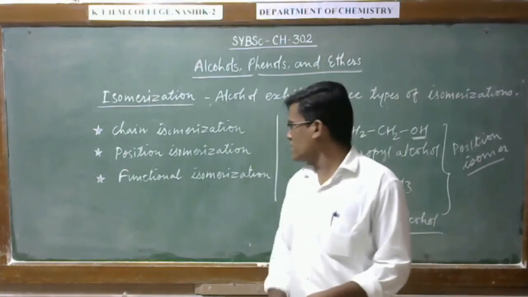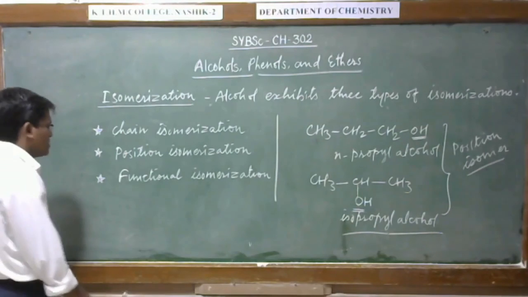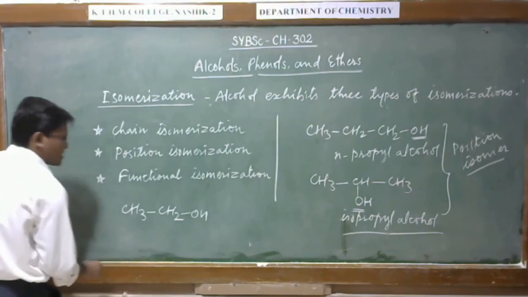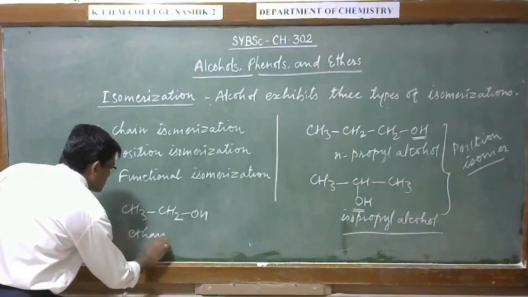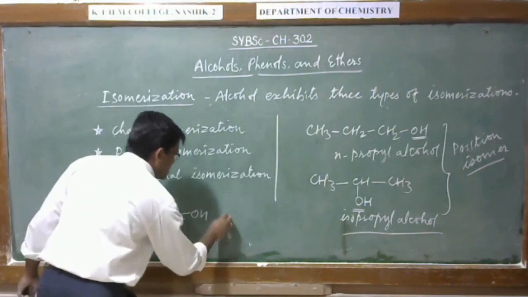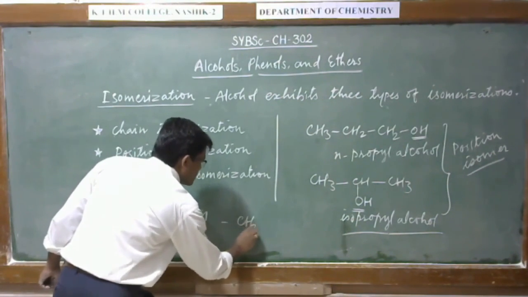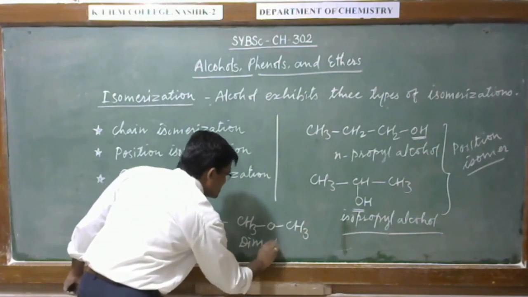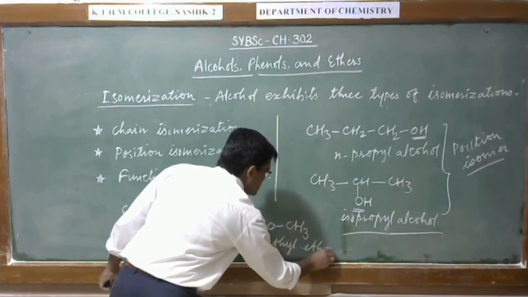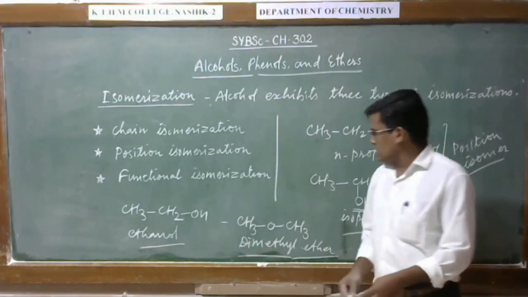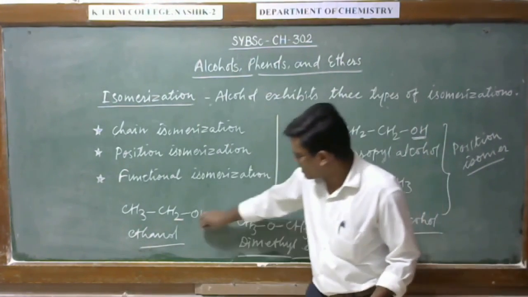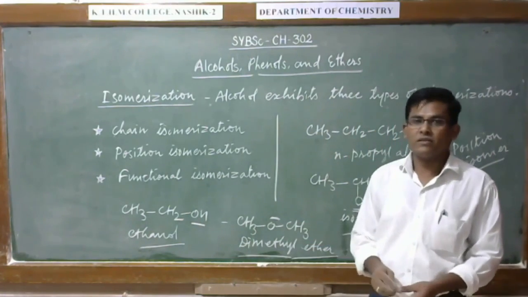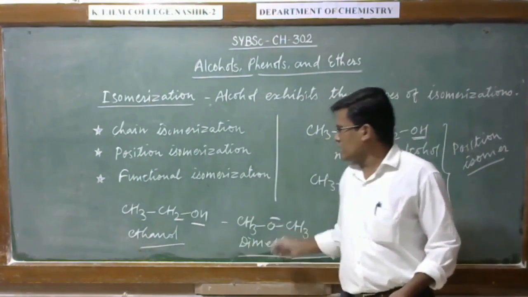So the third one is functional isomerism. In this, for example, we have ethanol. Its functional isomer is dimethyl ether. Here the molecular weight is the same, only the functional groups are different. Here it is a hydroxyl compound, and this is an ether compound. This is alcohol and this is ether. So these two are functional isomers.